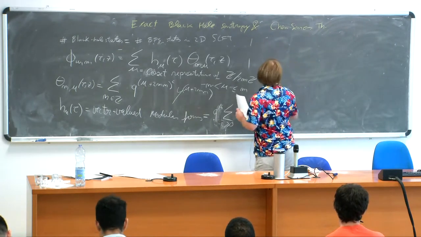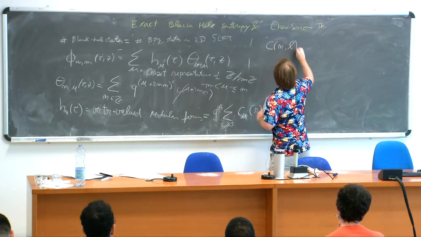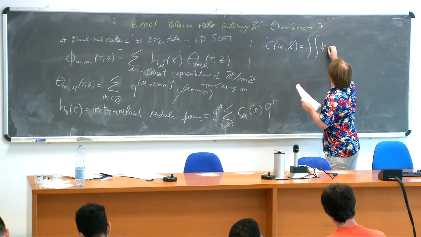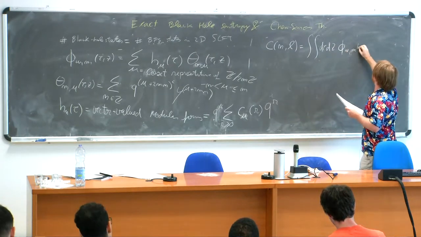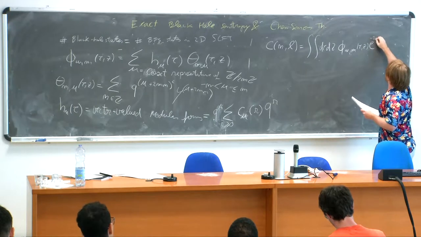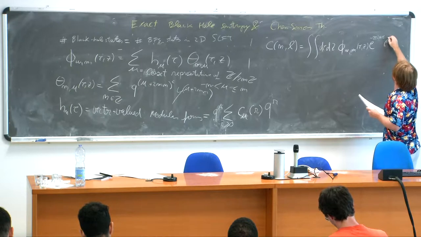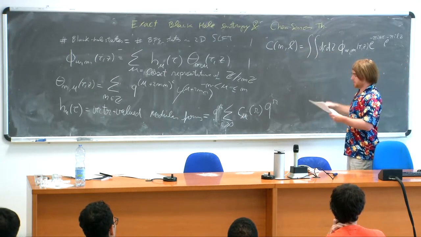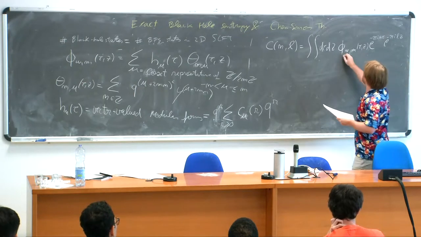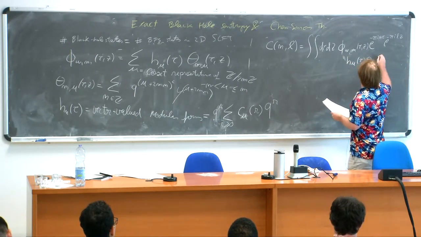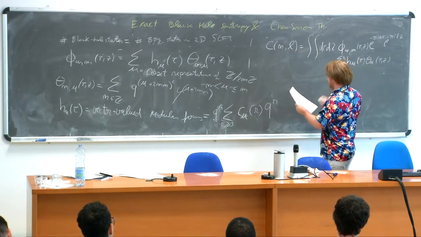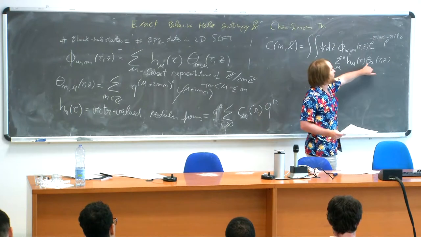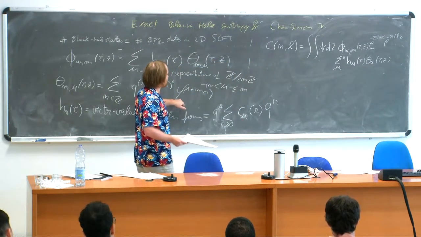So what I want to compute is the c(n, l), right? So I have to do two inverse Fourier transforms, on d tau and dz. Just put phi m(tau, z), e to the minus 2 pi i n tau, e to the minus 2 pi i l z, okay? That's the definition. These are just Fourier integrals. But now this is a sum over mu of h mu(tau) theta mu(z). And now it's easy because all the z dependence is in theta. Then you can do the integral over z.